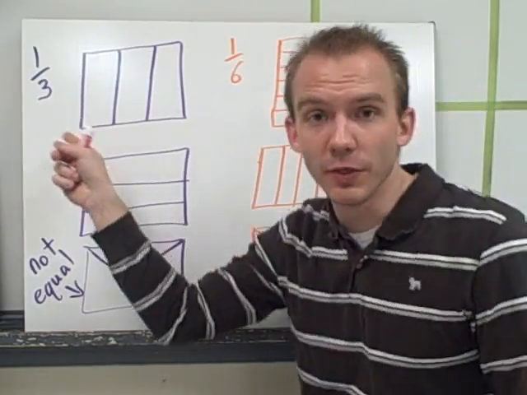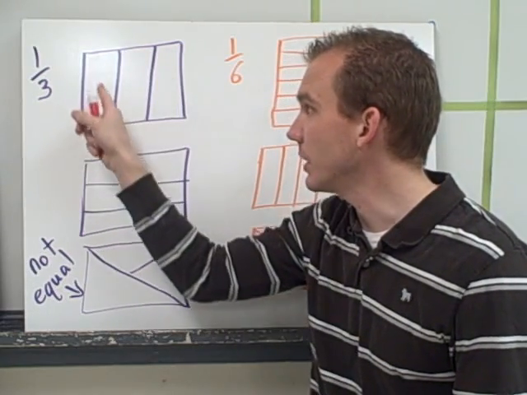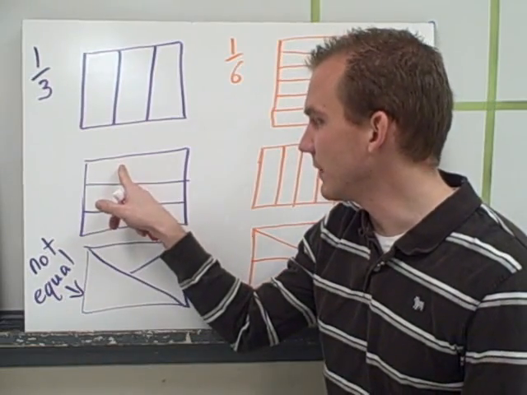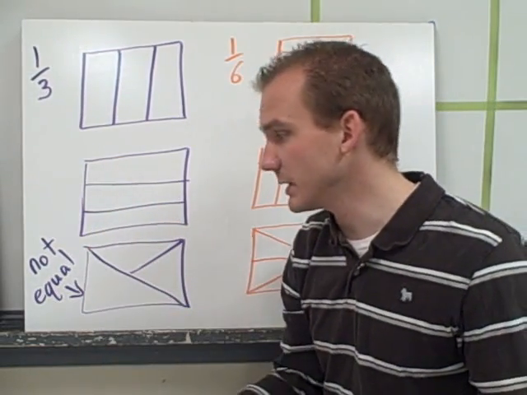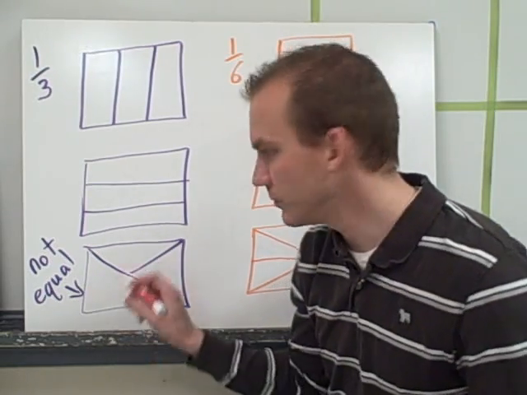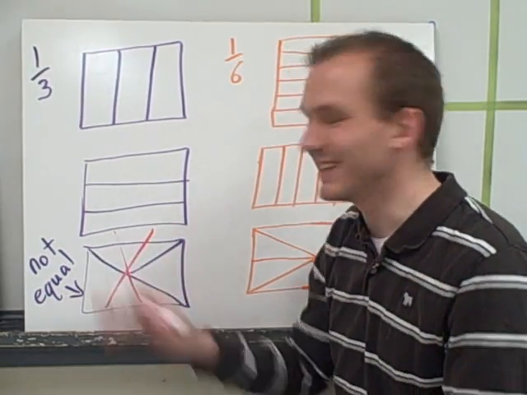So let's take a look at 1/3 here. We have a rectangle cut into 3 equal parts. Nice. And then we just have that flipped on its side, cut into 3 equal parts like that. And then down here we have 3 parts, but they're not equal. So, nope, this one's not thirds.